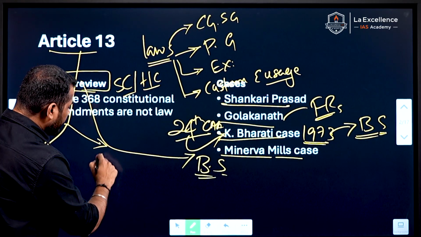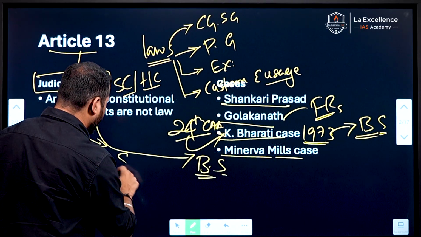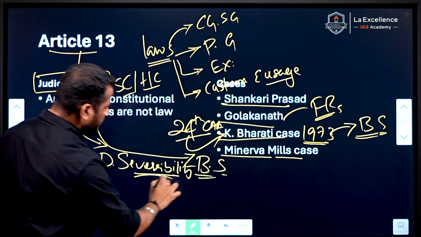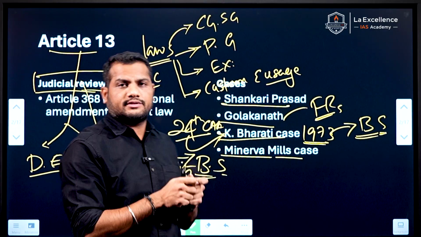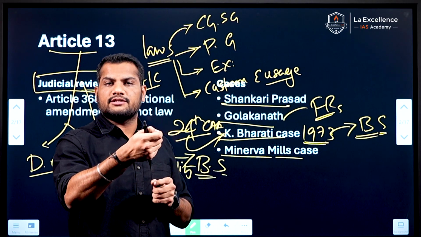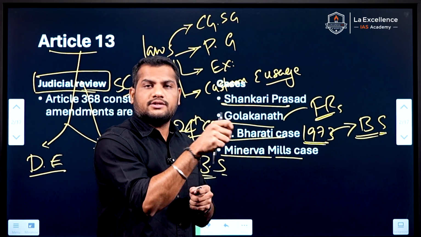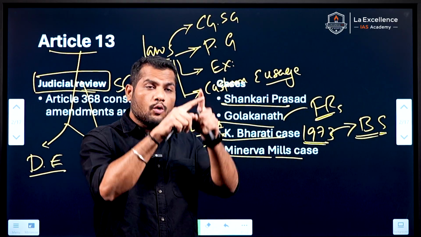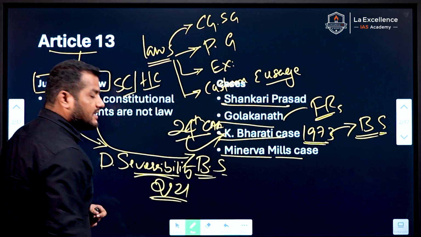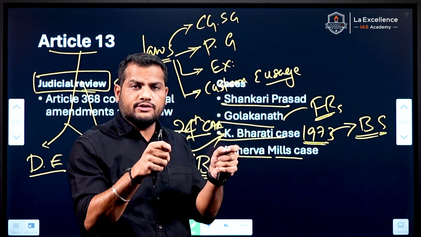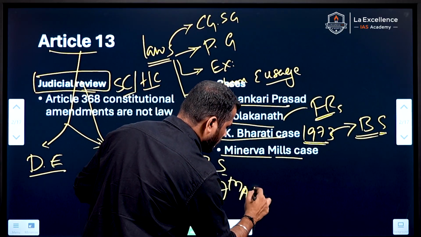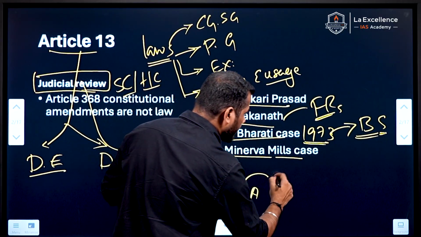And again, Article 13 also talks about the doctrine of severability. What does this doctrine of severability mean? Only those clauses or sections which are violating the fundamental rights of the citizens shall be declared null and void, not the whole law. Take for example, in 2021, the Supreme Court struck down some portions of the 97th Constitutional Amendment Act, which talks about cooperative societies.